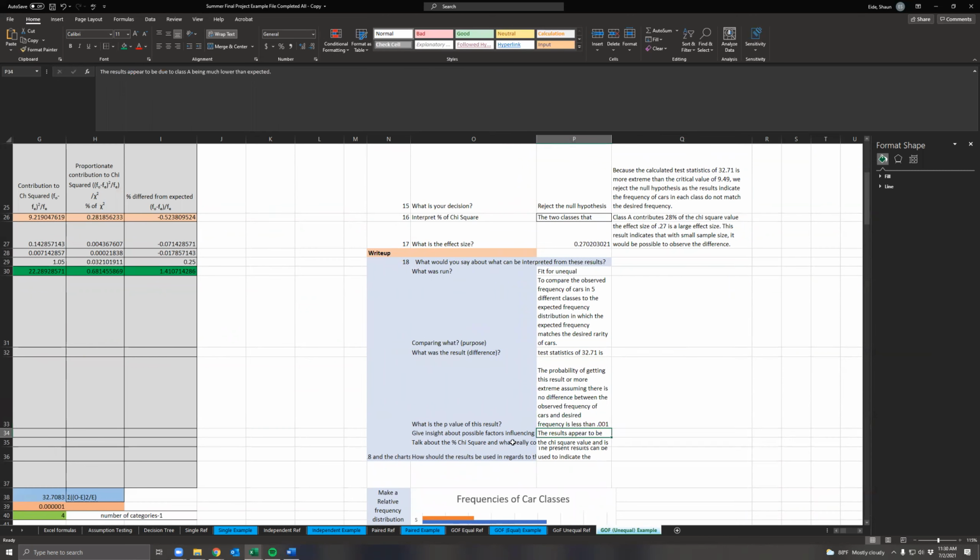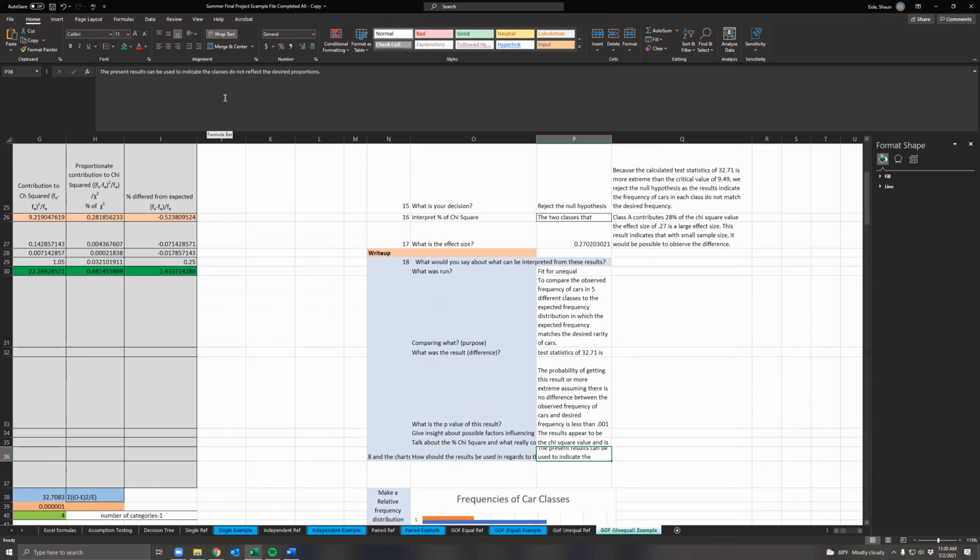Okay, and then give insight. The results appear to be due to class A being lower than expected and class S being much greater than the expected frequency. Okay, and then talk about the chi-squared. You can copy and paste this, Control C, and just go over this with your group, make sure that you guys are all on the same page with this.